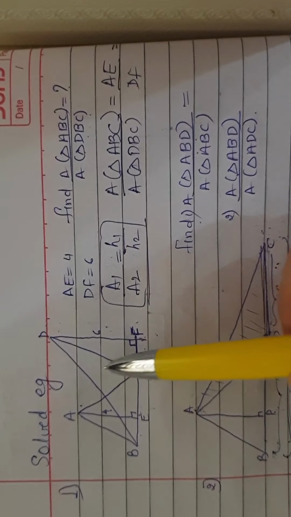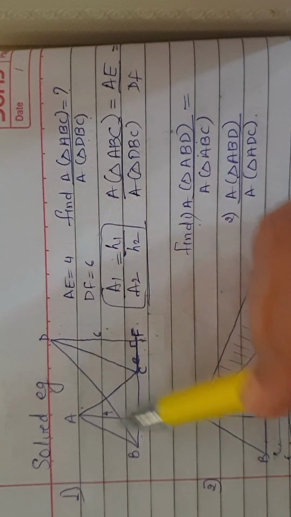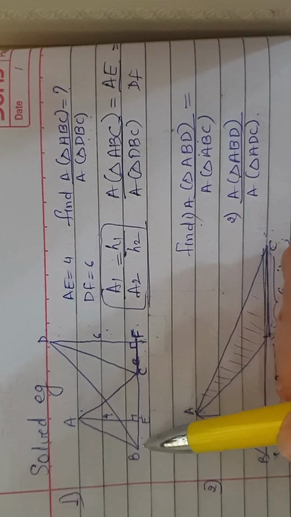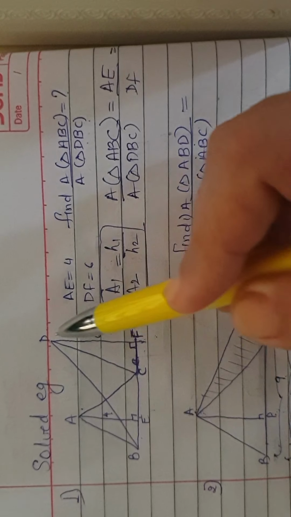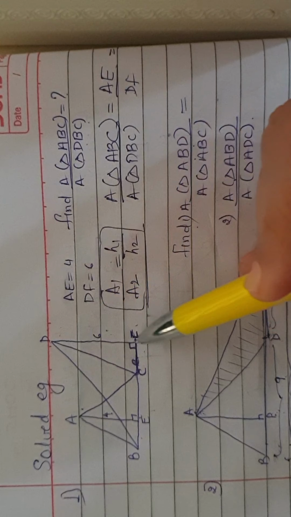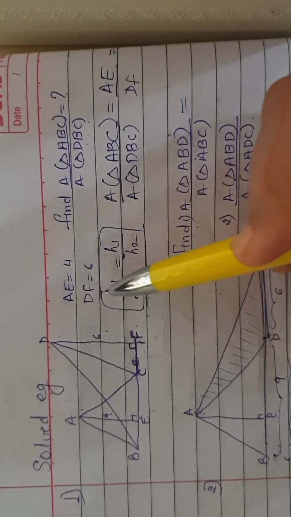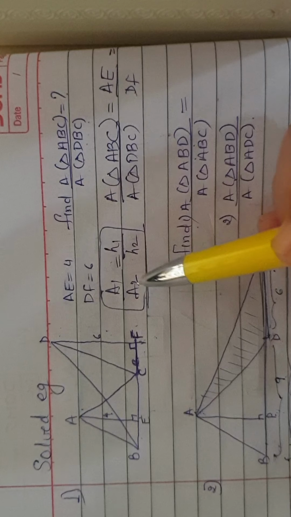So we now move on to one solved example again. I can see two triangles ABC and another triangle DBC. For ABC, the base is BC, AE is the height. For DBC, the base is BC and the height is DF. In an obtuse angle triangle the height is outside the triangle. And they have given me the values of AE as 4 and DF as 6. So what will happen now?